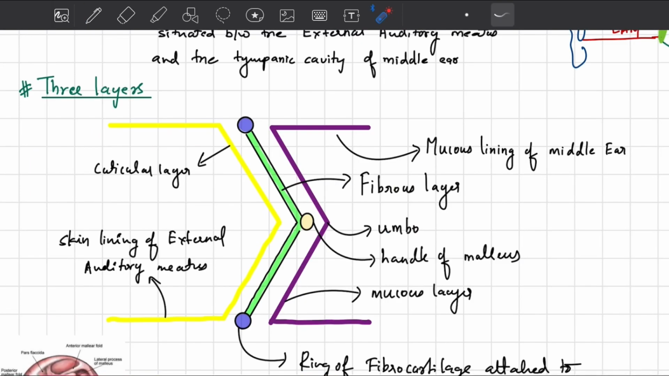The tympanic membrane consists of three layers: the cuticular layer, the fibrous layer and the mucous layer. The cuticular layer consists of the skin lining of the external auditory meatus. The fibrous layer is a layer between the ring of fibrous cartilage attached to the tympanic sulcus and the handle of the malleus. The mucous layer consists of the mucous lining of the middle ear.